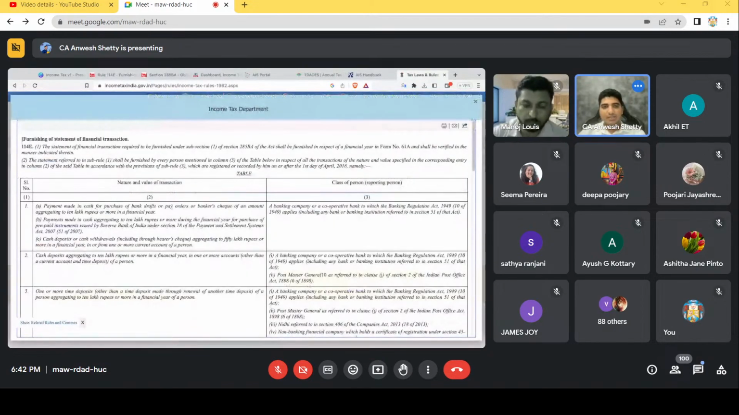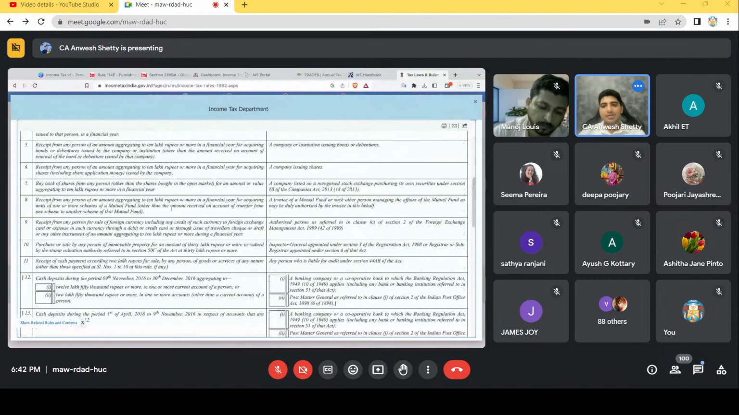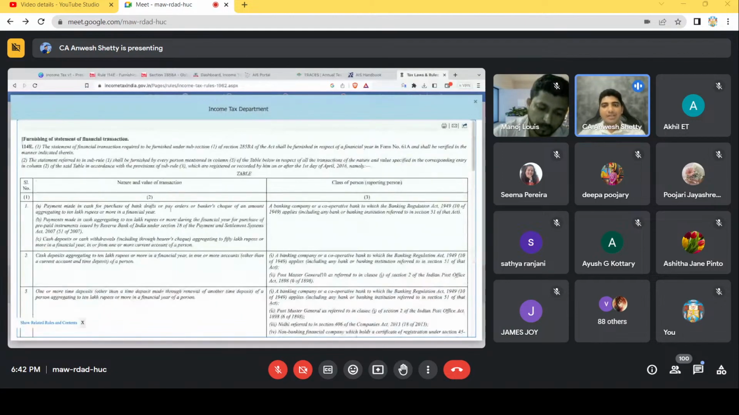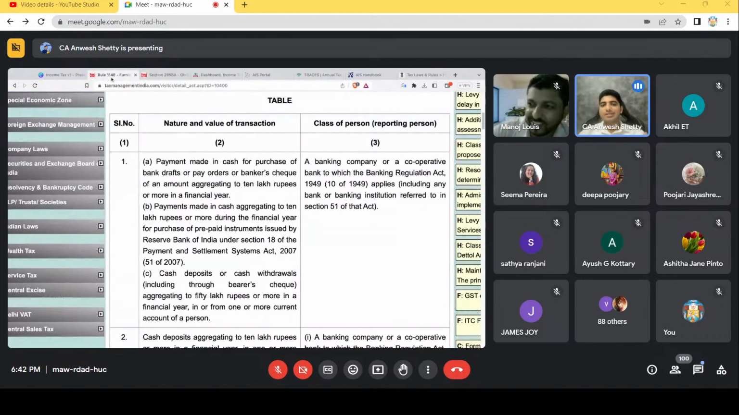Okay, so these are all the transactions on which the SFT has to be reported. Now, because it is all small fonts, I'm opening it in another website. Otherwise, all the information is exactly similar.